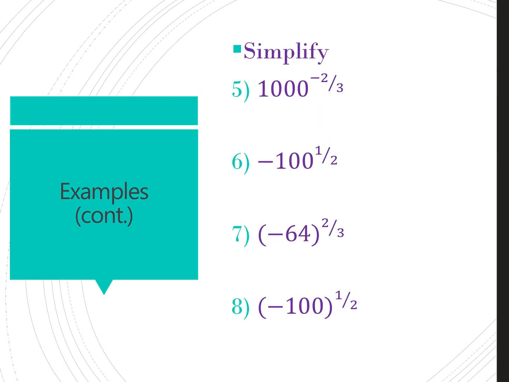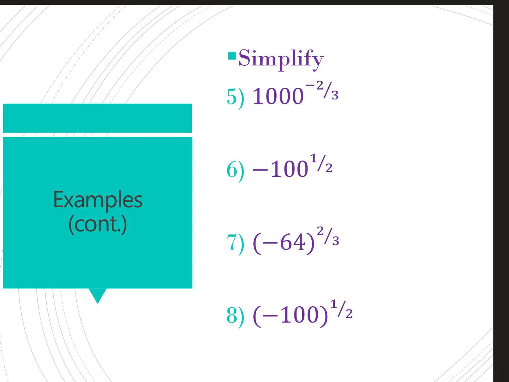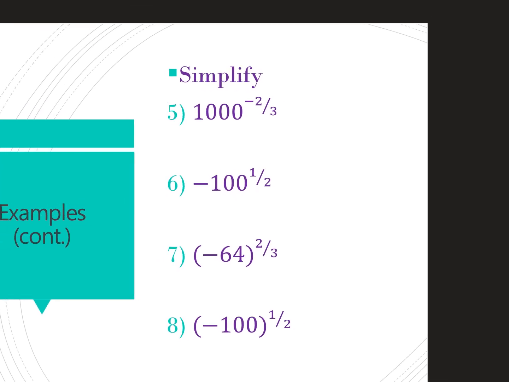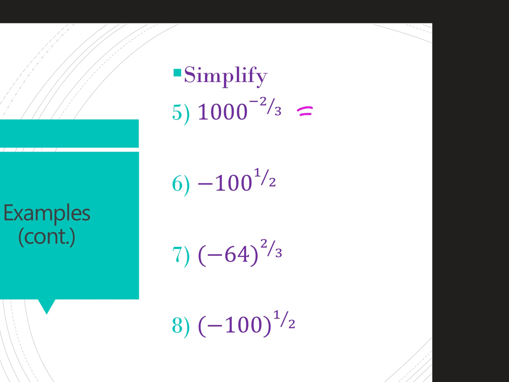All right, let's look here. It's okay. You guys take your time. Work in steps. You don't have to do everything at one time. First of all, what does this say? 1,000 to the negative 2/3 power. First of all, let's make it positive. What's that going to become? 1 over, good, 1,000 to the 2/3 power.